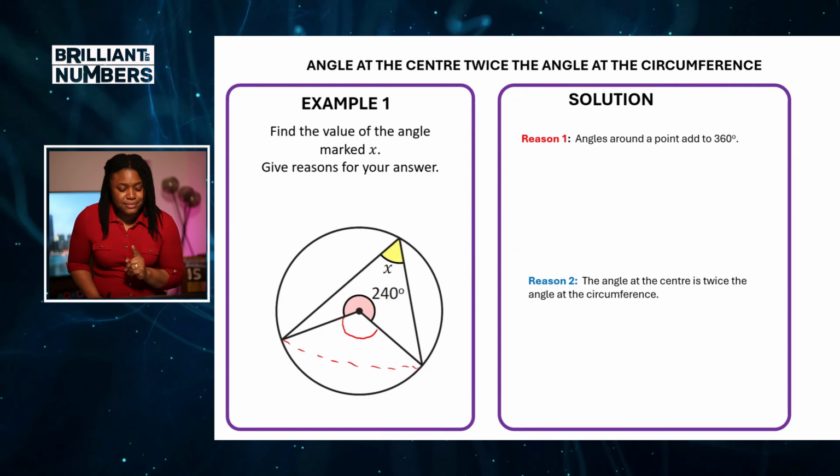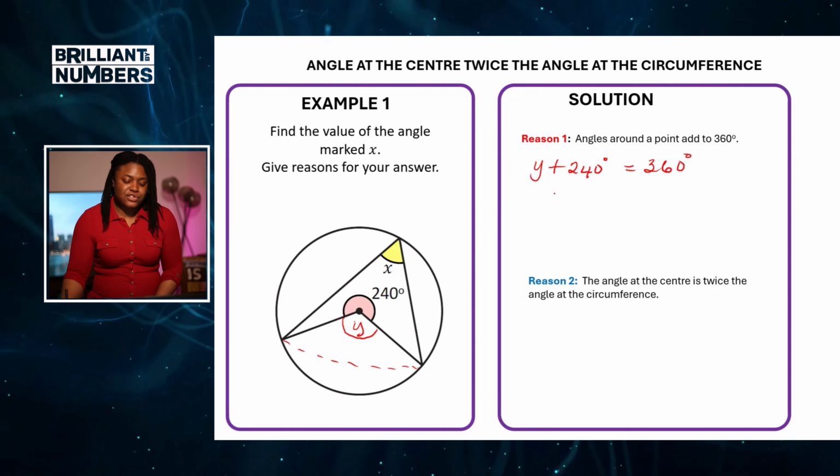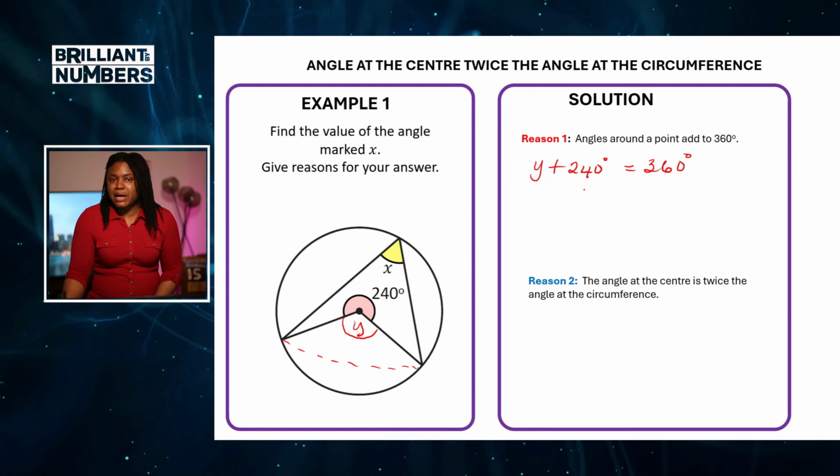So I know angles around a point add to 360 degrees, which means that I can deduce that y add 240 should be equal to 360 degrees. And then I need to do the inverse of my operation. So I'm going to subtract 240 from 360. We could do that mentally. However, I would say take advantage of opportunities to use your calculator. So I need to do 360, and I'm going to subtract 240.